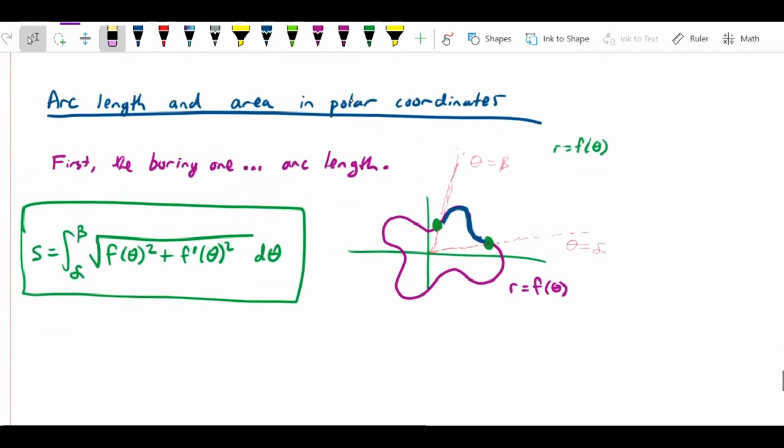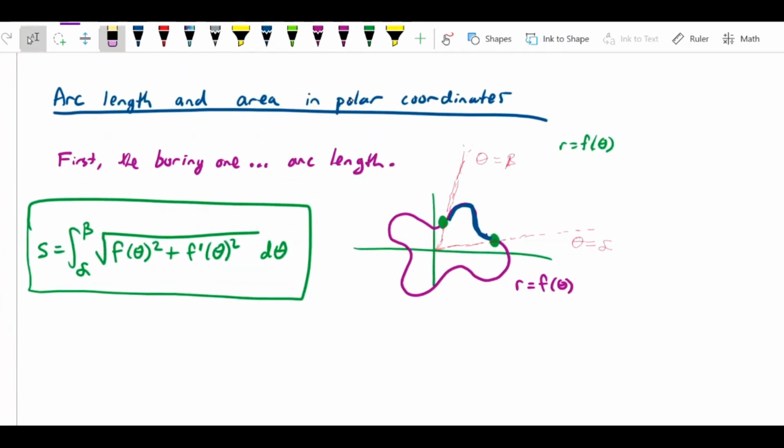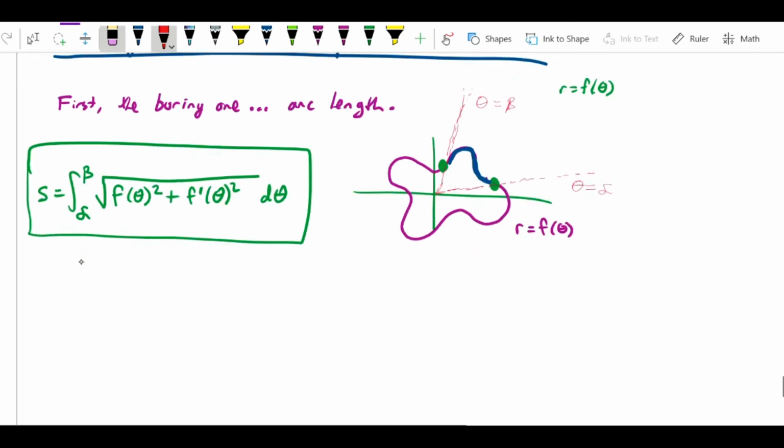Okay, so the formula to do this is, we have to find the derivative with respect to theta of f. We square it, we square the original function, we put them under the square root sign, and just apply the formula. So let me show how we would do this.